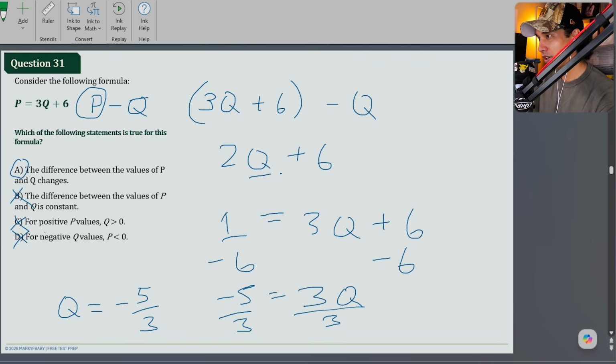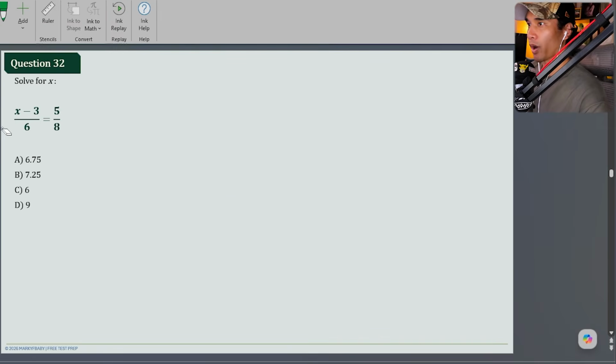But just know, if you get something like this, when you get the difference, there is a change, okay? There is a change. It is not constant. A number by itself would make this a constant, would make the difference between P and Q a constant. Okay, question 32. This one should be easy.